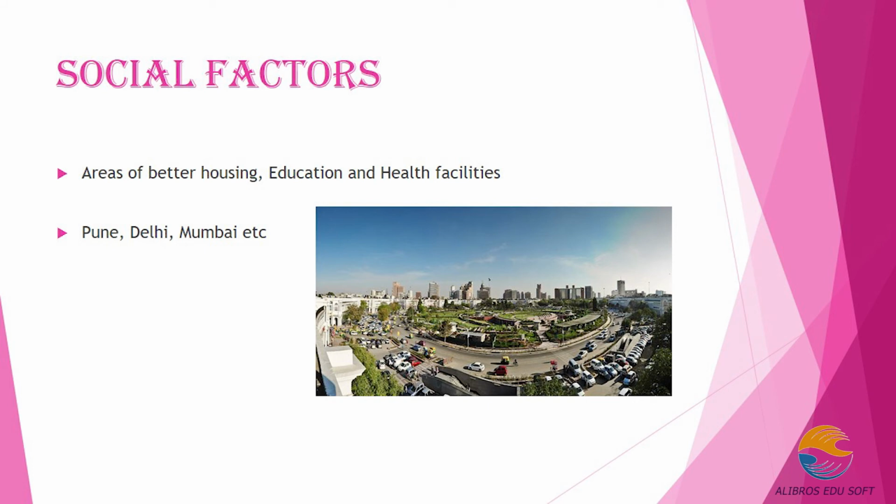Next factor is social factors. Areas with better housing, education and health facilities are more densely populated. Examples are Pune, Mumbai, Delhi, etc. Rural areas will have less development compared to very high metropolitan areas.